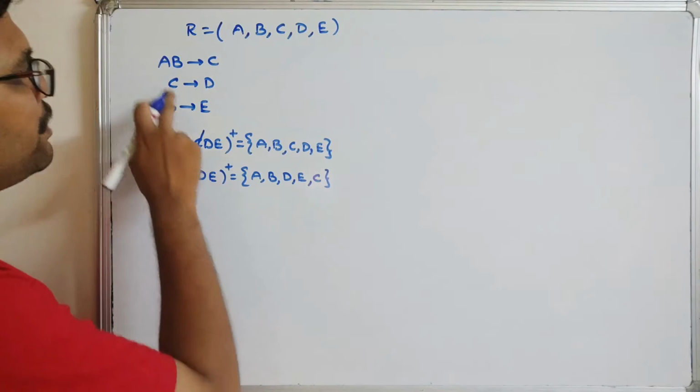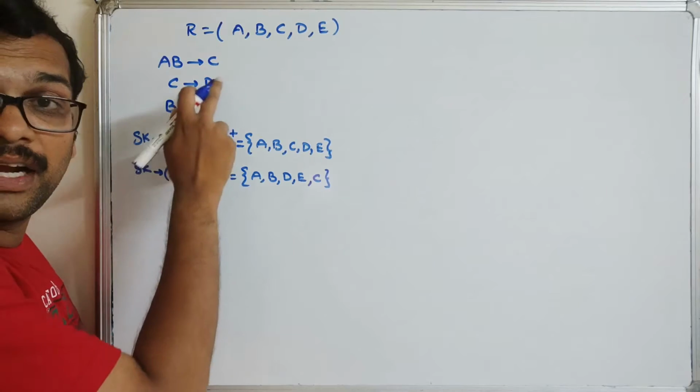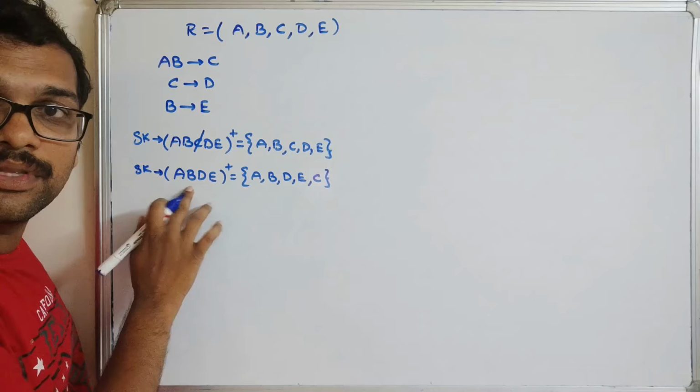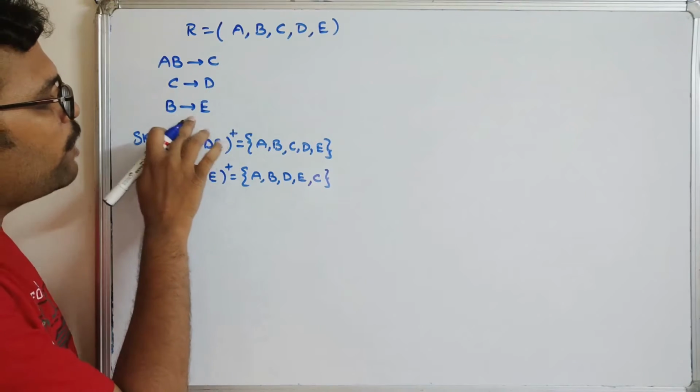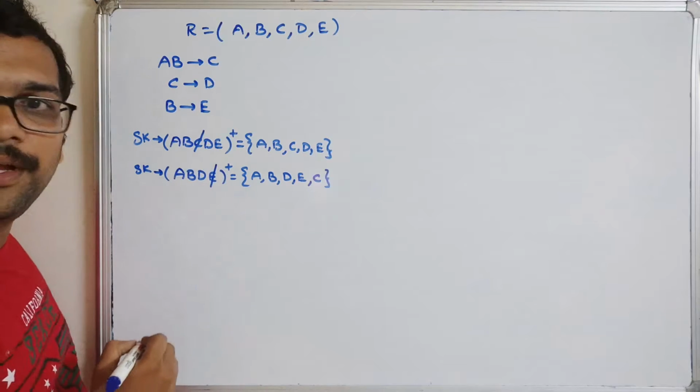Then from the second functional dependency, if you know C, we can determine D. But here we don't have the C, right? Coming to the next one, if you know B, we can determine E. So we can simply remove E.